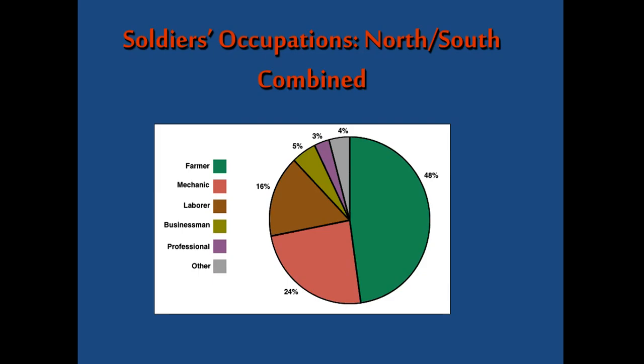Soldiers' occupations, most of them were farmers and mechanics and laborers. Very few were what you call white-collar kind of individuals, businessmen and professionals. So that kind of tells you the blue-collar nature, the working-class nature of this war.